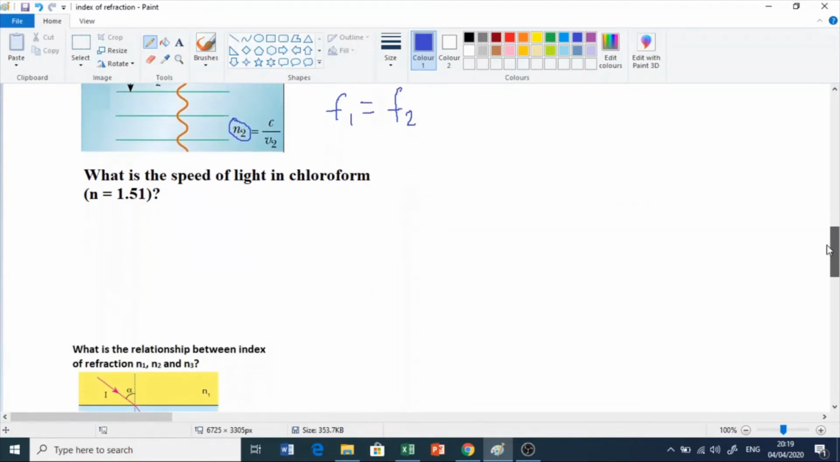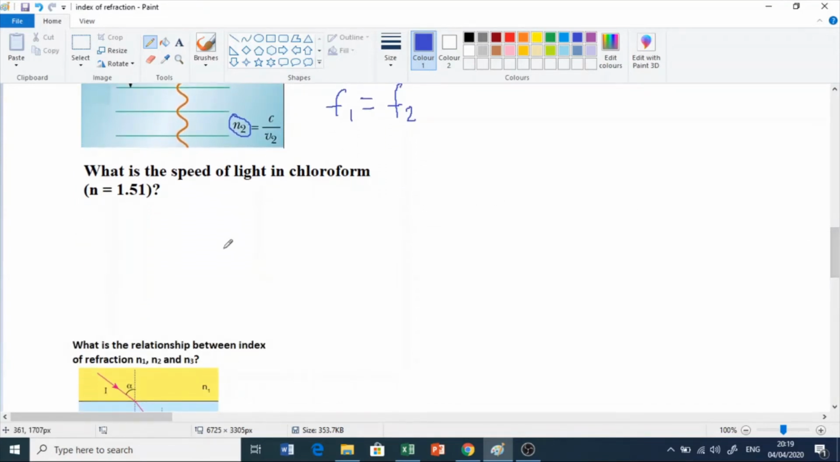Okay, let's look at some examples. What is the speed of light in chloroform? We know that n is equal to c over v. If we rearrange this formula, we are going to get that v is equal to c over n. And we know that c is 3 times 10 to the 8 meters per second in vacuum. And we are going to find the speed of the light in chloroform. The index of refraction is 1.51.